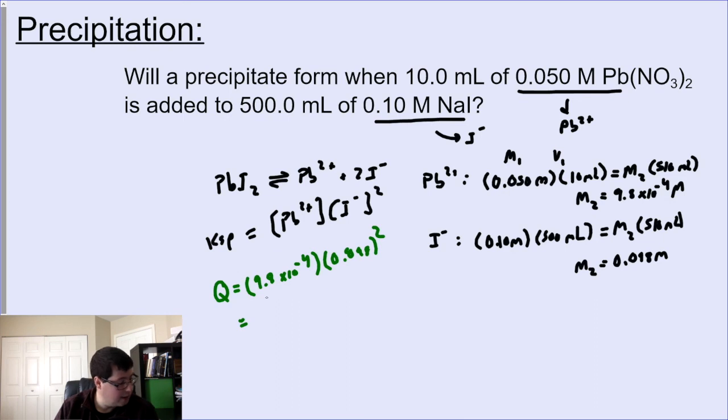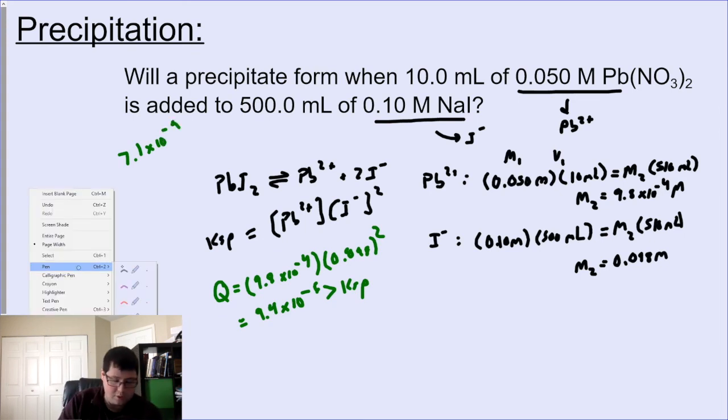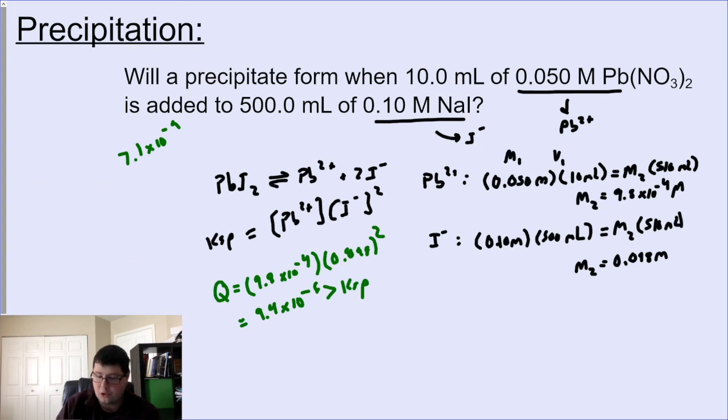If I go ahead and calculate out what Q is, I get 9.4 times 10 to the minus 6th, which we know from the previous slide is greater than our Ksp, because our Ksp was 7.1 times 10 to the minus 9th. And so because our Q is greater than our Ksp, that means we have too many ions in solution. There are more ions in solution than should be predicted due to equilibrium. So anytime that Q is greater than Ksp, we're going to form a precipitate. We have a solution that is oversaturated.